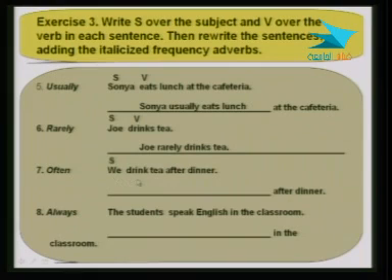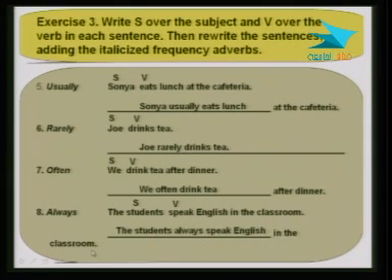We, of course, is the subject, drink is the verb, and this is the sentence again. We often drink tea, right, after dinner. And this one, number 8, always. The students, all of that is the subject. This is the verb, right? And the whole sentence is: the students always speak English in the classroom.